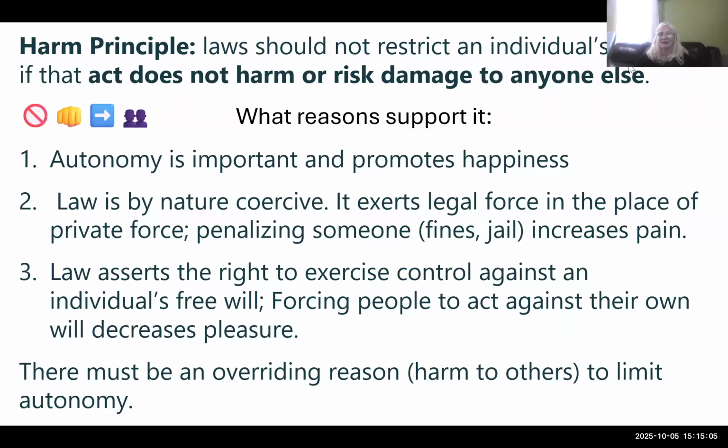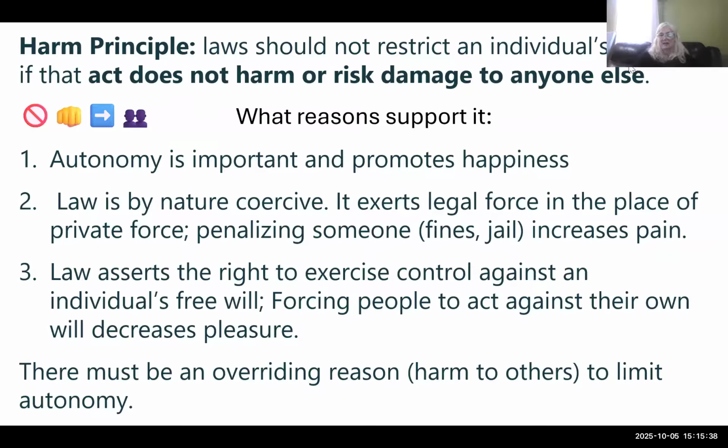And law is by nature coercive. It exerts legal force in place of private force. Penalizing someone, for example, fines or jails, increases pain. It increases discomfort. It decreases pleasure and happiness. So less law, better, right? As long as the laws are focused on preventing harm and damage to others.